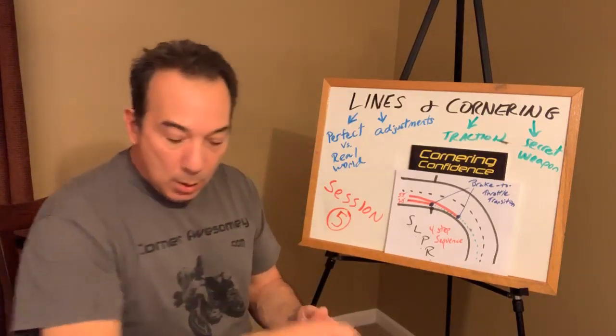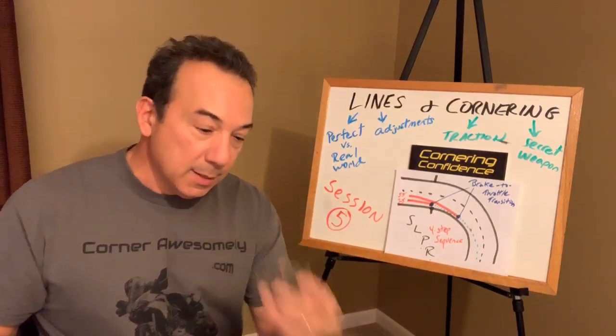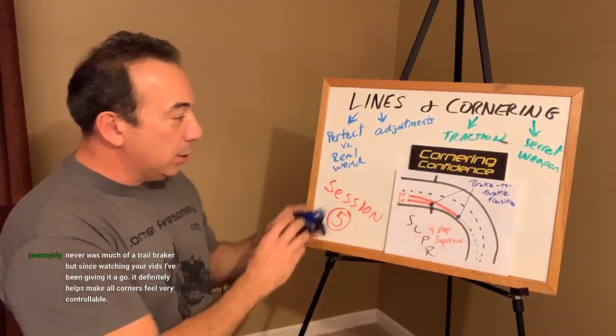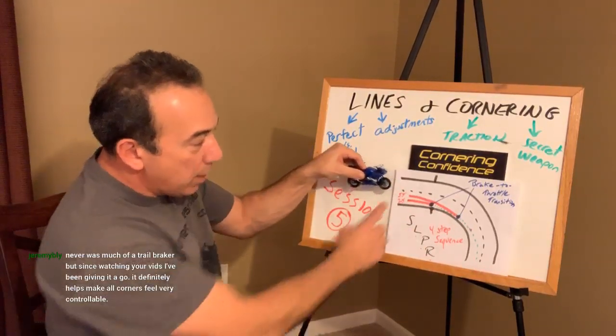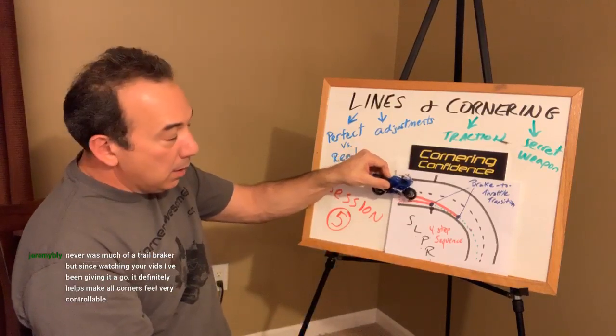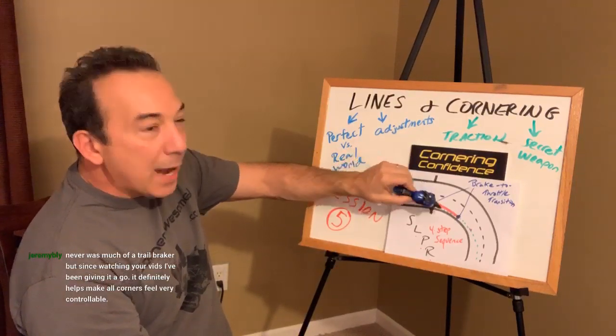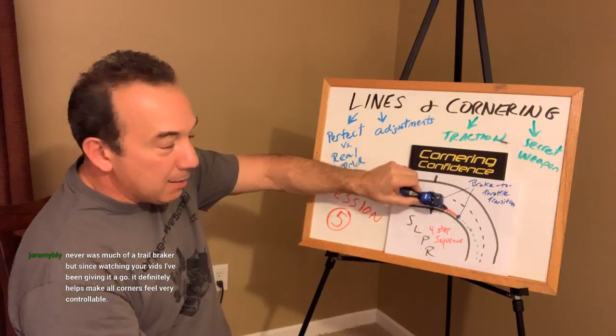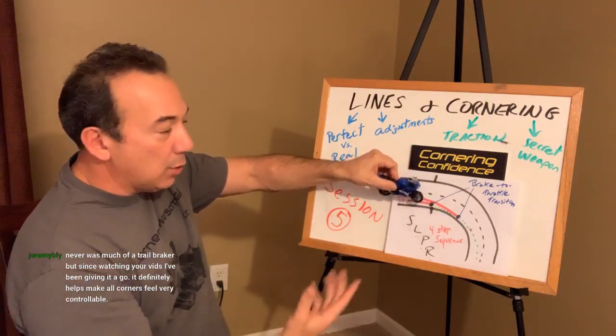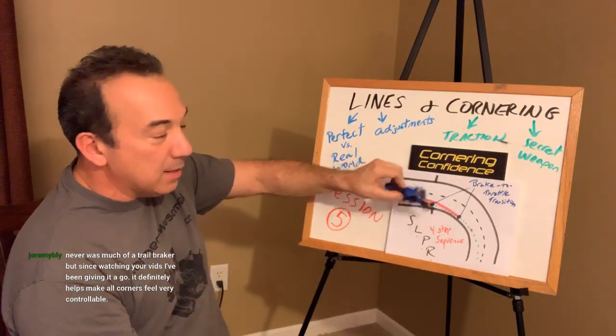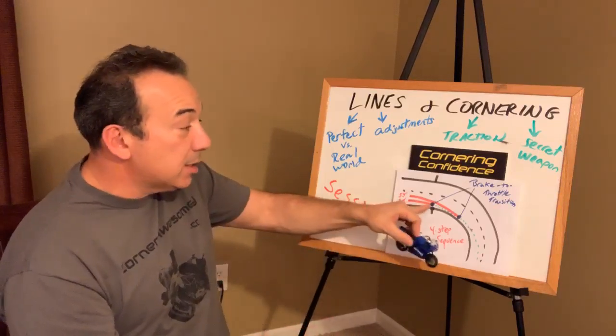Now, where this comes into play going into this turn, if I'm coming in at 25 miles an hour and I go to change direction, I'm going to probably have extra traction in reserve to make that happen, and it's not that big a deal at this speed.